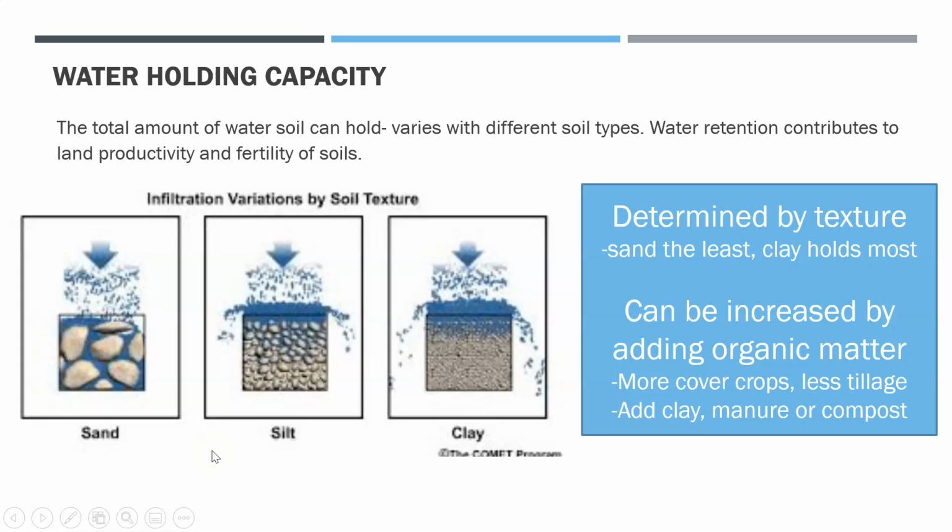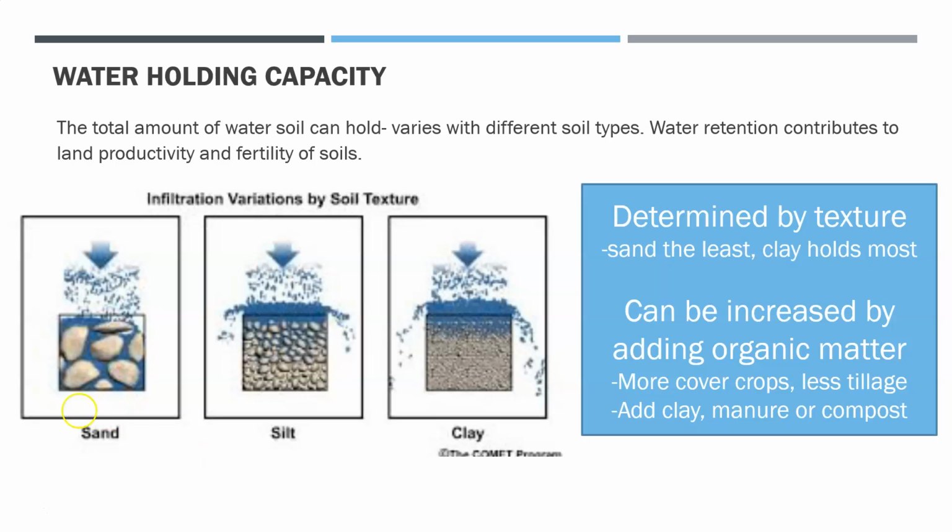So I've mentioned water holding capacity. Water holding capacity is the total amount of water that your soil can hold. This is going to vary by different soil types and how you mix them together. Adding different types of soil to the soil that you naturally have is called amending. So you're changing your soil. And water retention contributes to how productive your land is and how fertile your soils are.